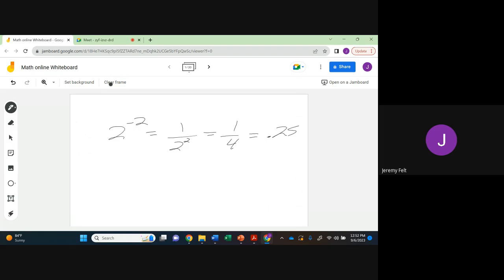Okay, so it's a reciprocal. 2 to the -2 is 1/4 because 2 squared is 4. Okay, so just think of reciprocals when you do this. So don't let that negative symbol throw you for a loop. So if you have x to the power of -n, that becomes 1 over x to the power of positive n.